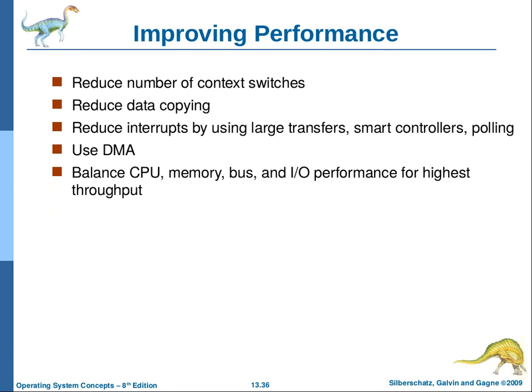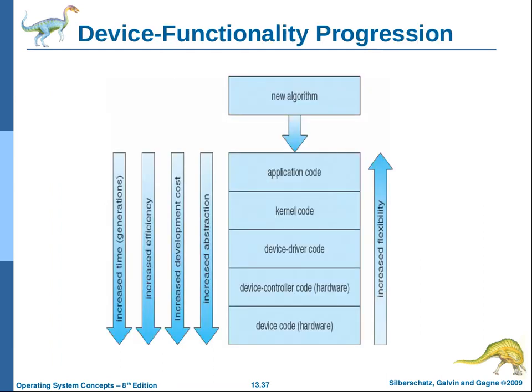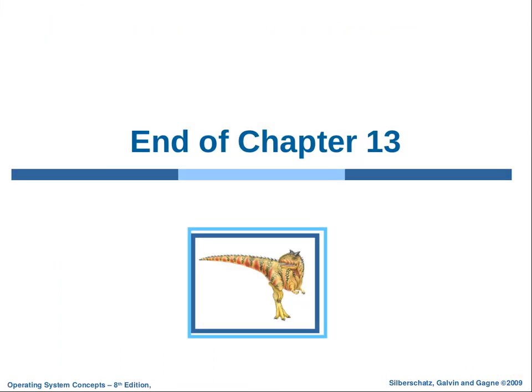DMA will improve performance because you have a special microcontroller for it as opposed to using a general purpose CPU. And then you have to come up with a balance, of course. All right, that's it for 13.